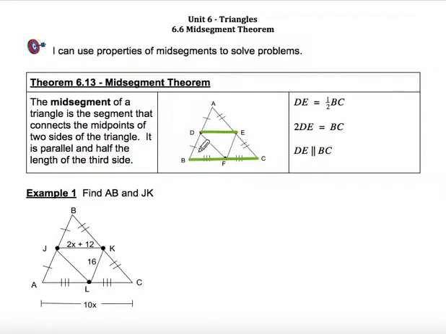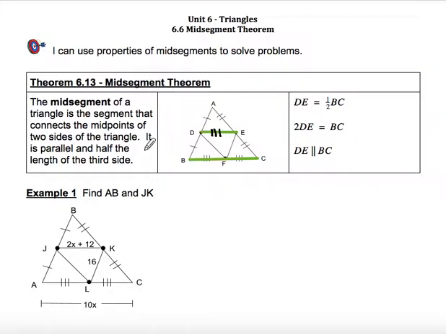So whatever the length of one of these halves is going to be the same length as this midsegment, or the midsegment DE is half of the third side. We can also rearrange that so that 2DE equals the entire length of BC. So we can use those midsegment properties to solve problems.